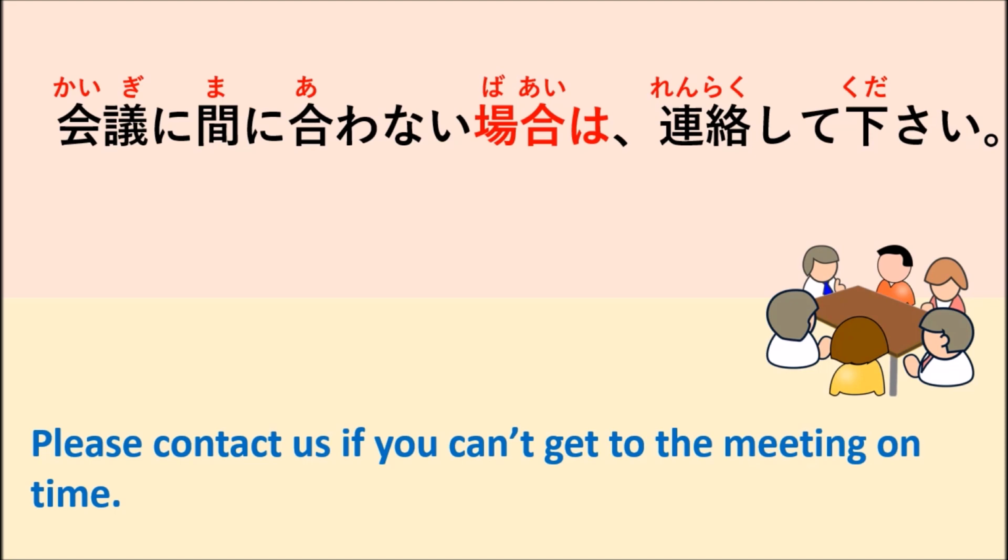会議に間に合わない場合 means if you can't, you can translate it as "if" or "case," it depends on you. But in this sentence, it translates as "if," because you can say "please contact us in the case you can't get to the meeting on time," or you can change it to "if you can't get to the meeting on time."